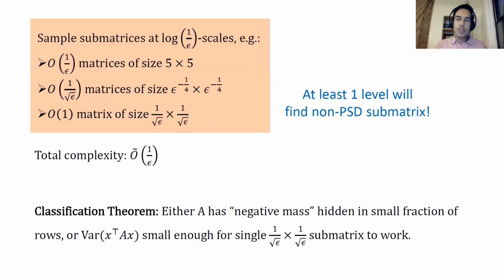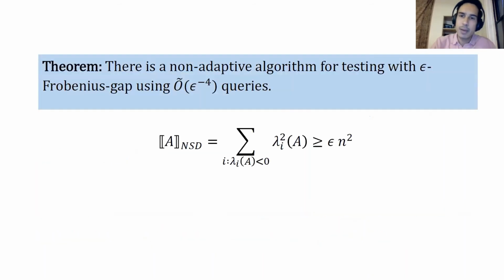The main result that we show is a classification theorem. There are a lot of steps here that I'll need to skip, but the key idea is that we show that either we're in one of these cases where A has this negative mass hidden in a very small fraction of rows, or we can prove the variance is much smaller. Small enough that a single 1 over root epsilon by 1 over root epsilon submatrix will be enough to find a non-PSD submatrix. In some sense, we classify all the ways the matrix could fail to be PSD. So that's all I wanted to say about the spectral norm gap.